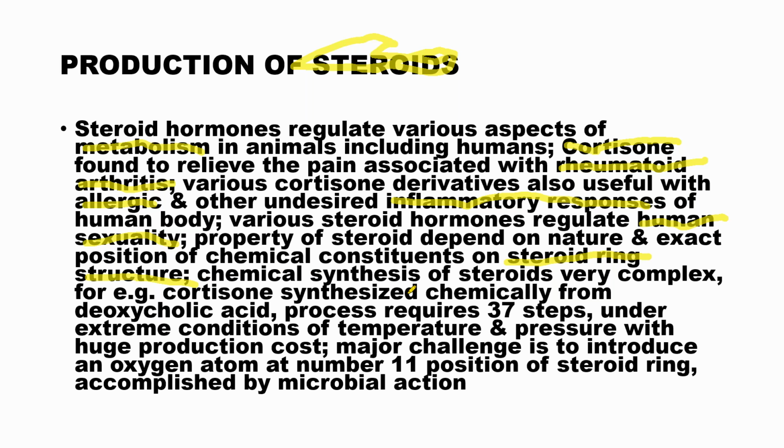Now, chemical synthesis of steroids is very complex, very difficult. That's why we are going for microbial synthesis. For example, cortisone synthesized chemically from deoxycholic acid requires 37 steps, a very tedious activity, under extreme conditions of temperature and pressure with huge production cost. So the chemical synthesis of steroids is highly complex and more costly than microbial synthesis of steroids.